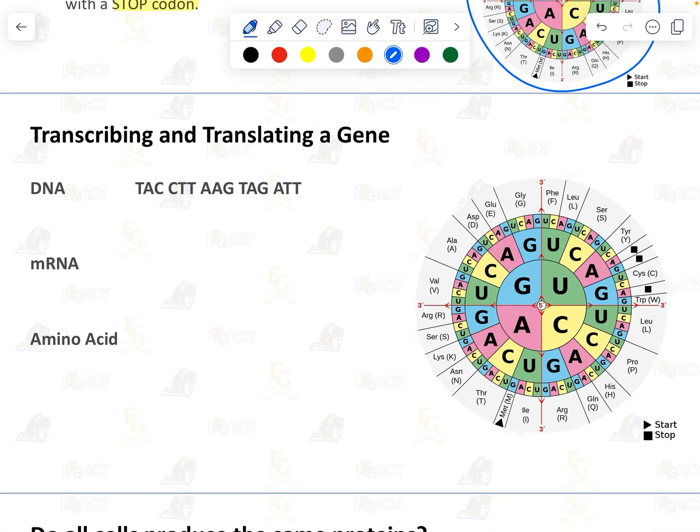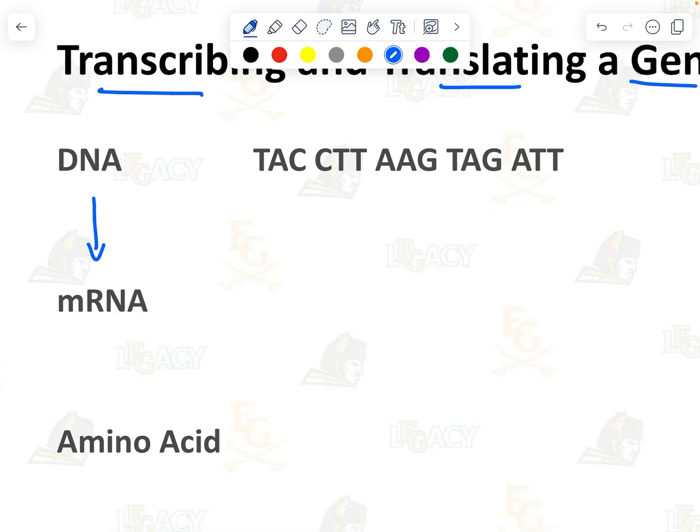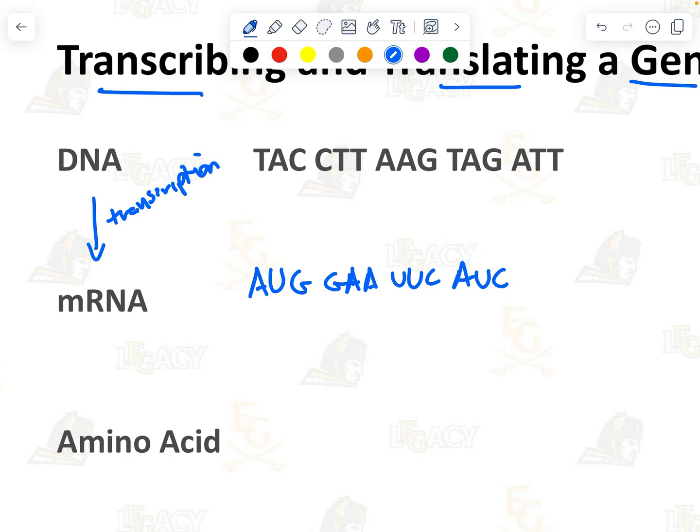So if you were asked to transcribe and translate a gene, you would take a section of DNA, a gene, and the first step is going to be taking the DNA, and through the process of transcription, we're going to make mRNA. And you do that by thinking about what would pair with each letter on the DNA. Now T pairs with A, A pairs with U in RNA, C pairs with G, and I would keep doing this transcription, and I would get the following code.